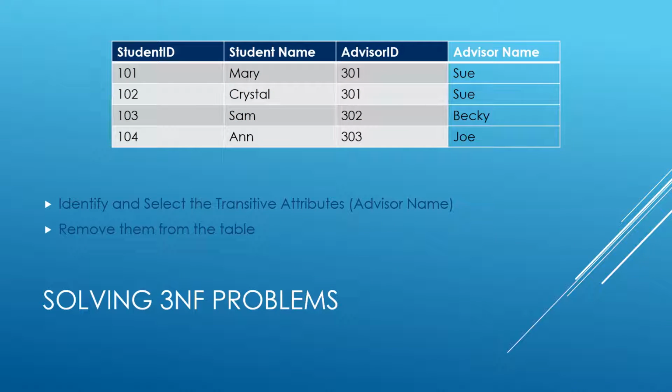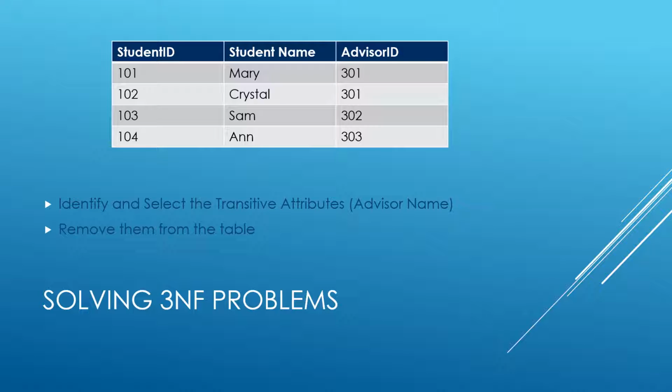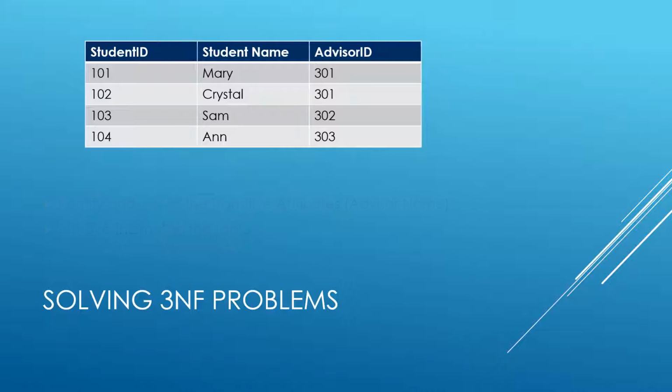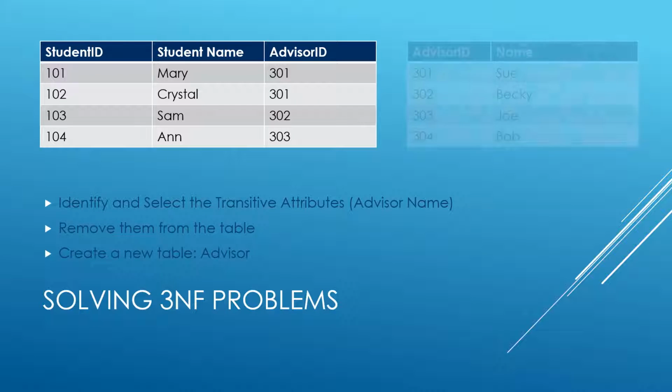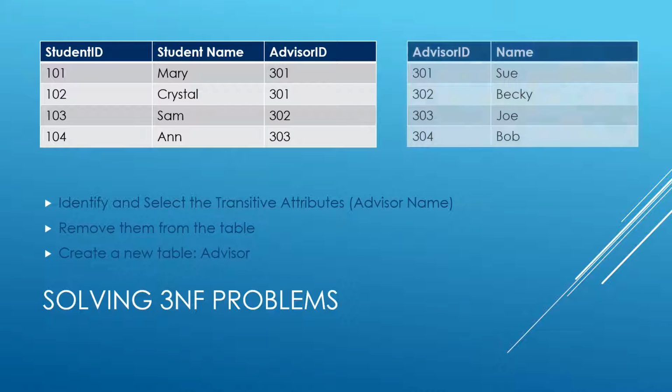To solve the problem of having a table not being in third normal form, we identify and select the transitive attributes. In this case, it's the advisor's name, and we remove them from the table. We then create another table called advisor, and we store the advisor ID as the primary key and the name of the advisor in that table. And that is all there is to third normal form.